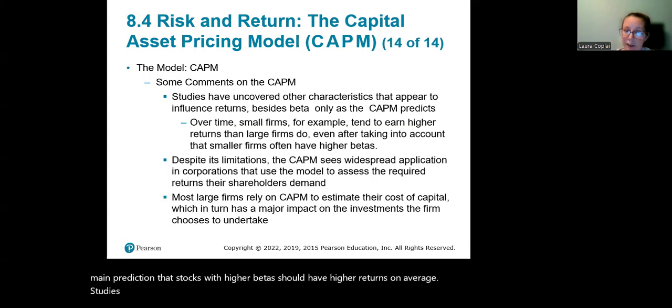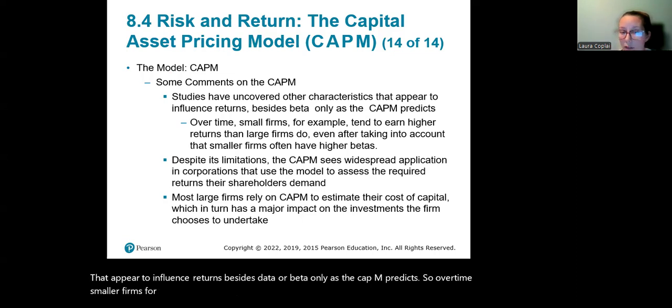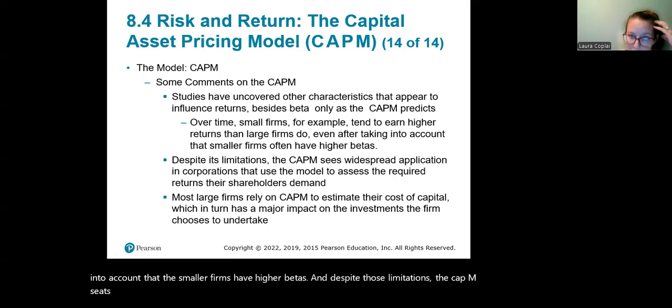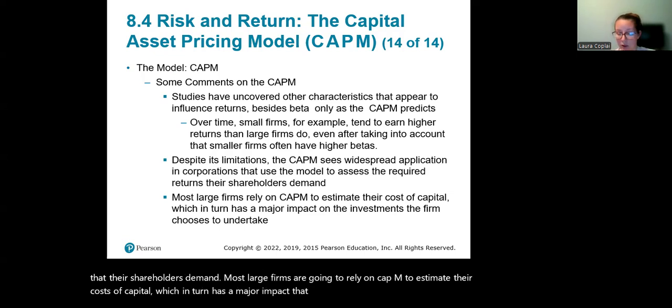Studies have uncovered other characteristics that appear to influence returns besides beta only, as the CAPM predicts. Over time, smaller firms, for example, tend to earn higher returns than larger firms do, even after taking into account that the smaller firms have higher betas. Despite those limitations, the CAPM sees widespread application in corporations that use the model to assess the required returns that their shareholders demand. Most large firms rely on CAPM to estimate their costs of capital, which in turn has a major impact on the investments the firm is going to choose to undertake.